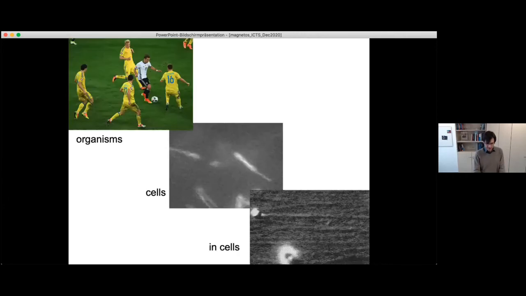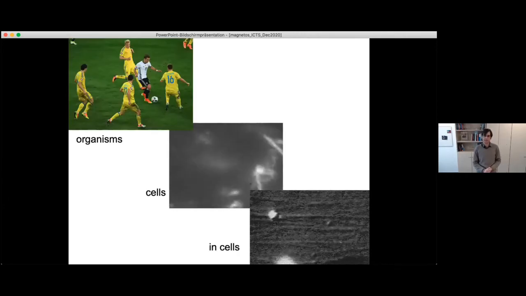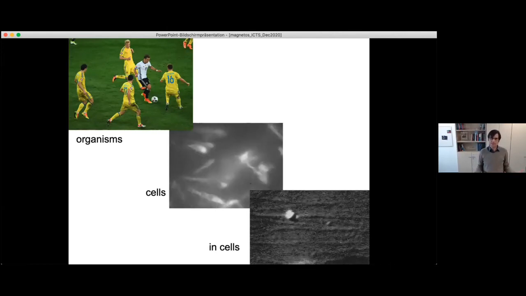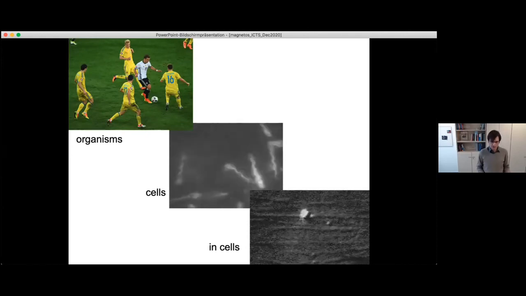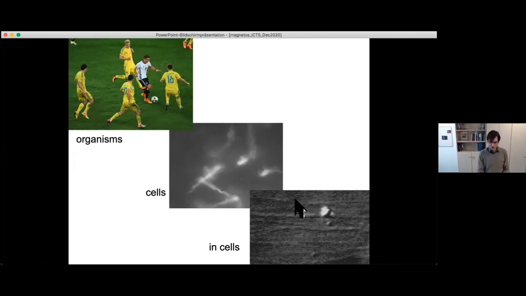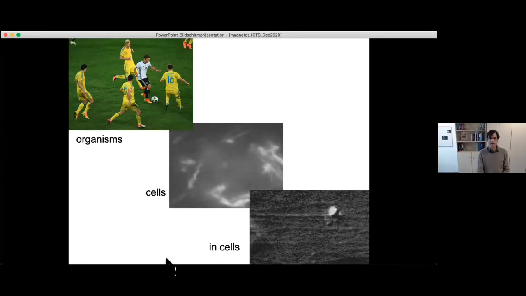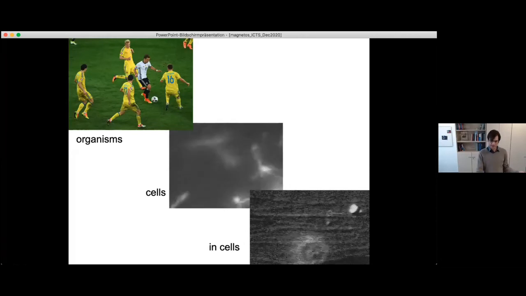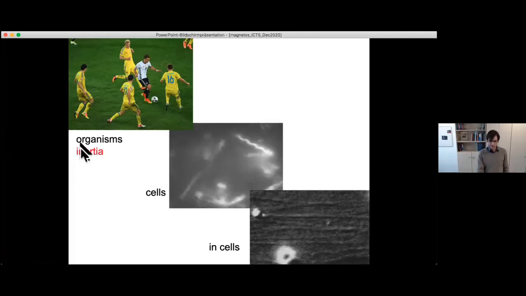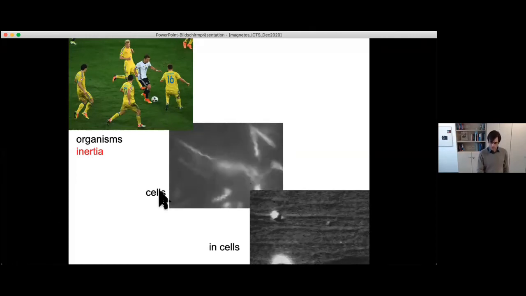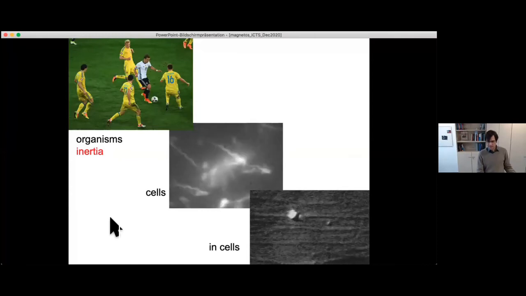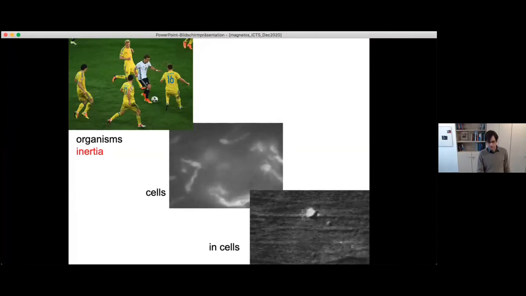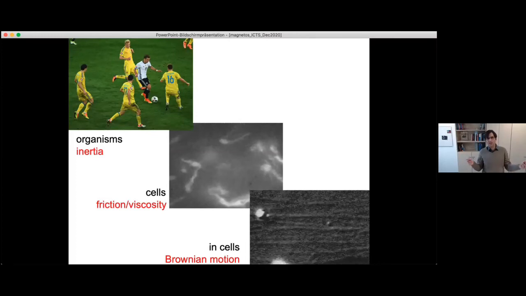And for that, I want to come back to this slide that I had at the beginning, where I showed you that we have motion, active movement in life on all scales. What I want to draw your attention to at this point is that if we have motion at these different scales in life, the physics of that motion is different on every scale. On the meter scale, the dominant physics is inertia. On this micrometer scale of cells, we have friction and viscosity as the dominant physics. And if we go to the intracellular scale, we have Brownian motion as the dominant physics. So even though we have motion on all scales, we have very different physics.